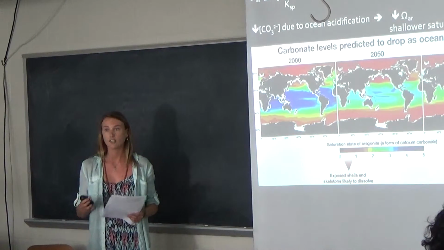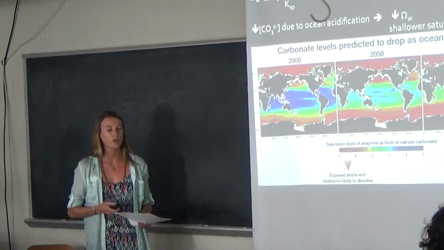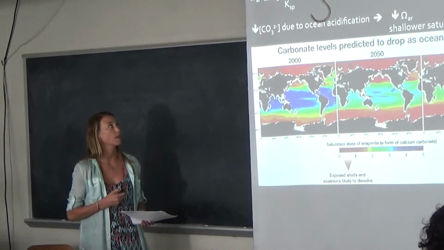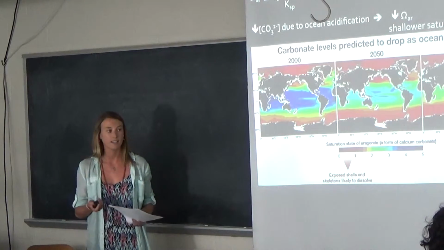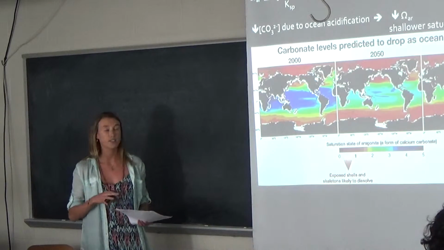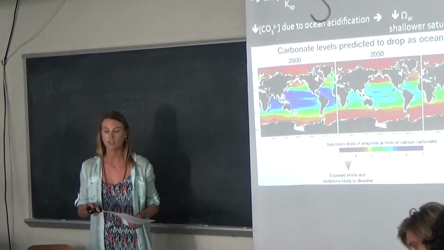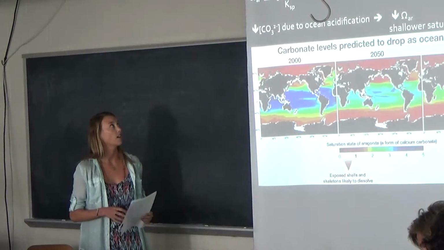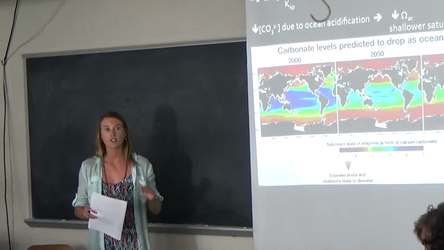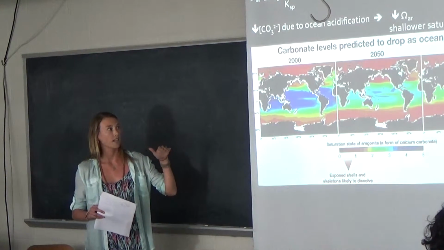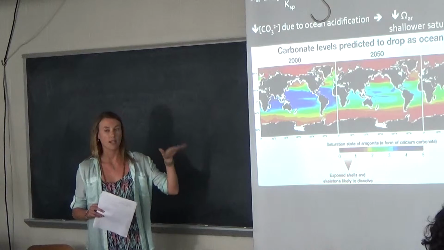Ocean acidification, as we showed before, lowers the concentration of the carbonate ion because it's acting as a buffer, and so this decrease in the carbonate ion concentration is going to decrease the aragonite saturation, and it's also going to raise the saturation horizon and make it shallower.